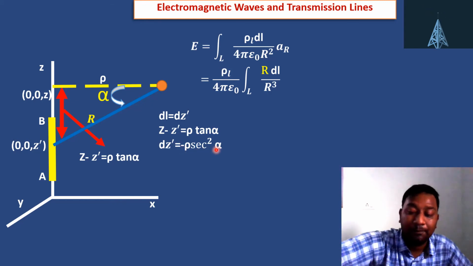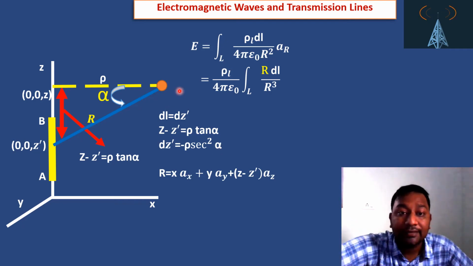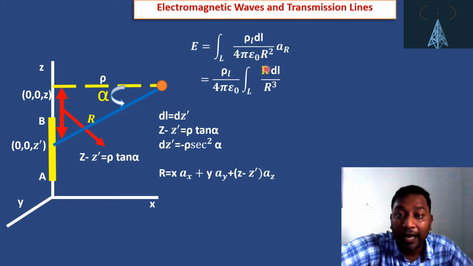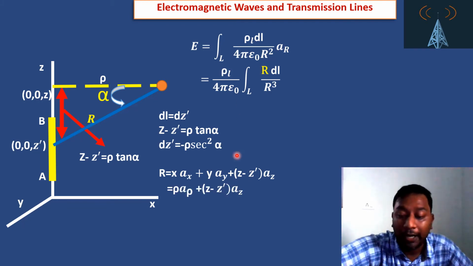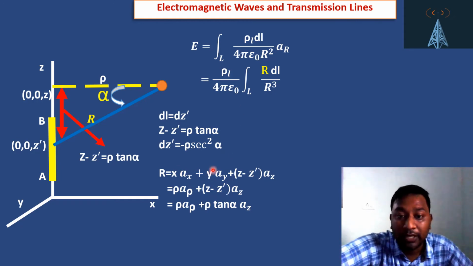Now we will find the value of r. r is the distance vector between this point and this point. This point is x, y, z. So r equals x minus 0 ax plus y minus 0 ay plus z minus z dash az. That is the r vector. Now the magnitude of the r vector equals root over x square plus y square plus z minus z dash whole square.